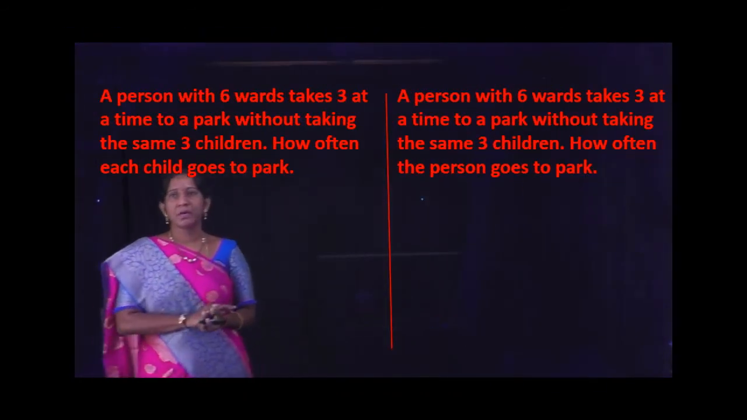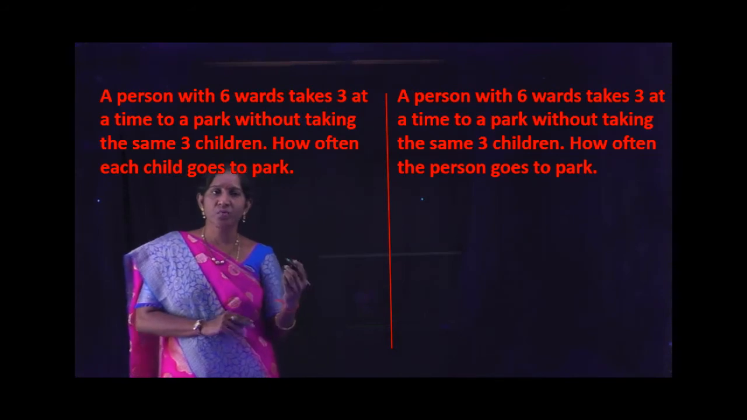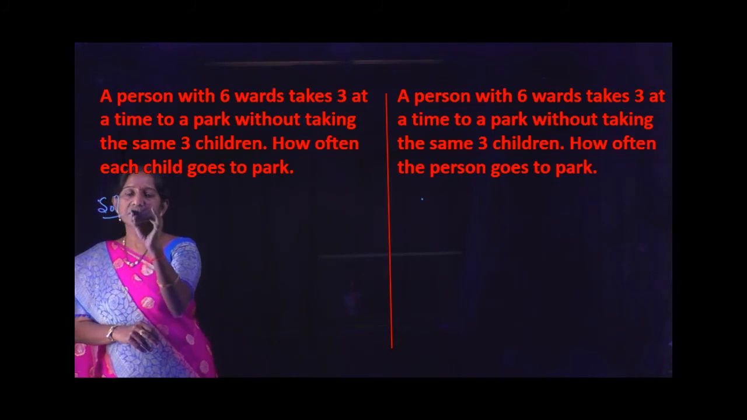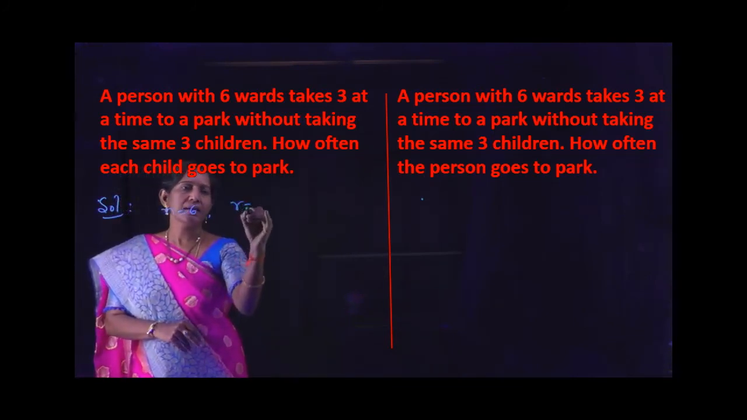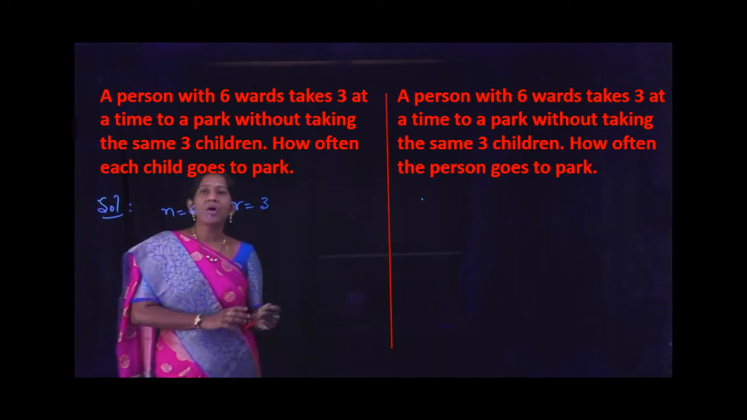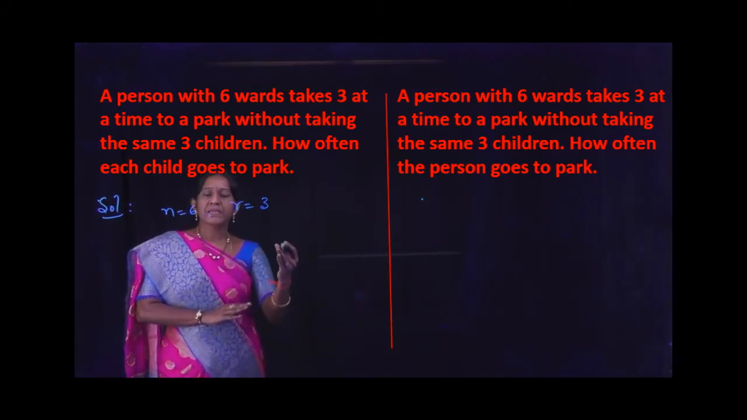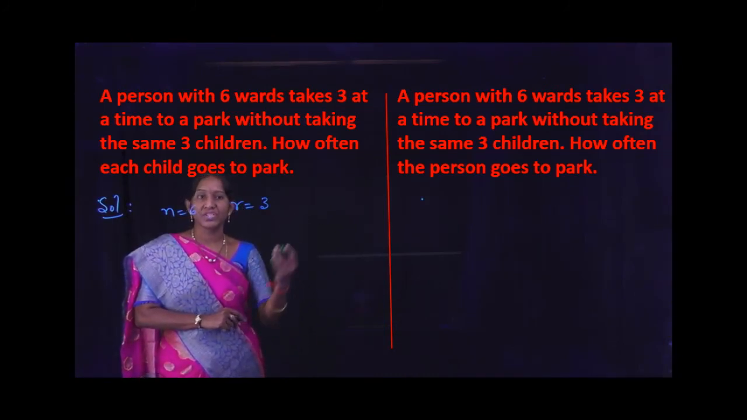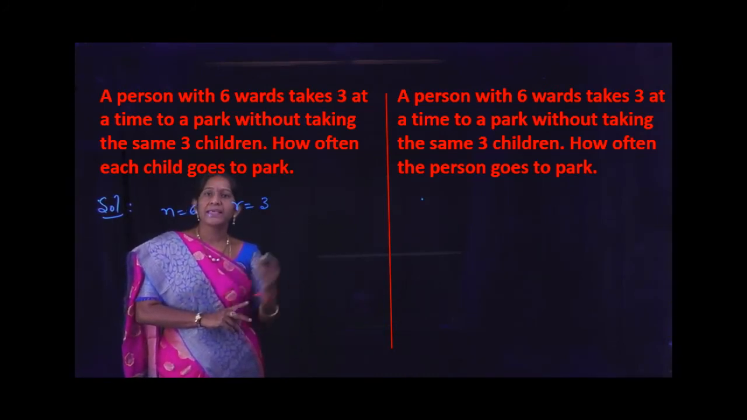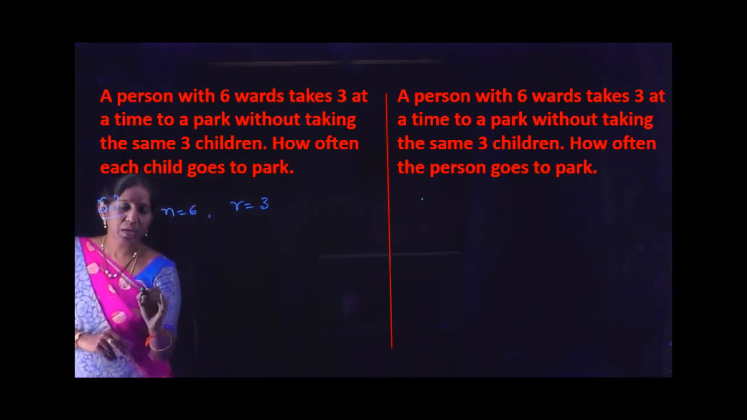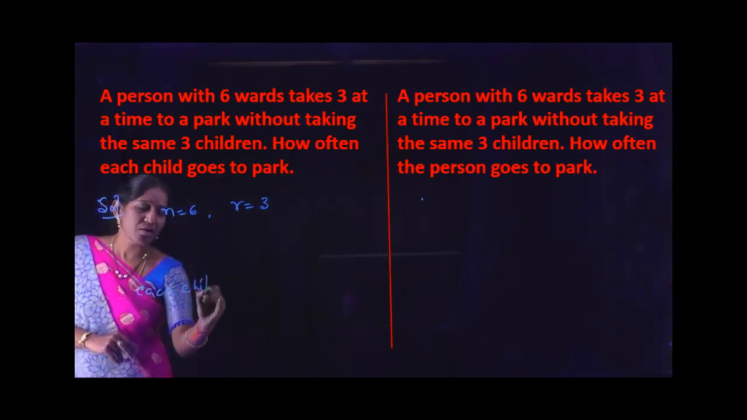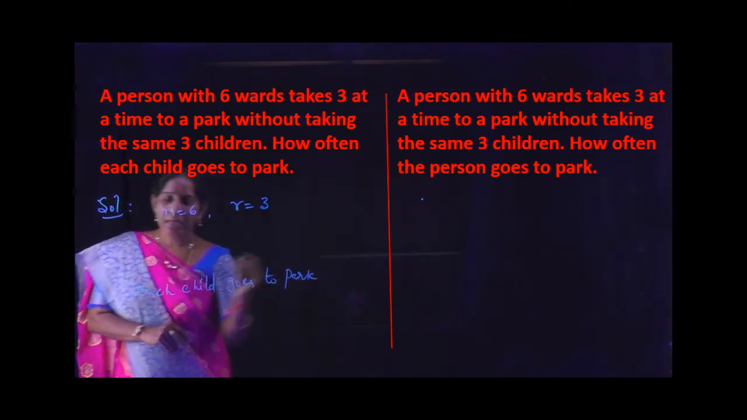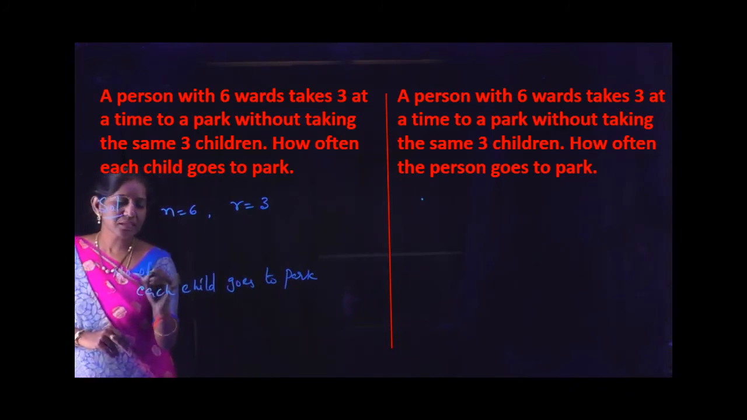See the next problem. A person with 6 wards takes 3 at a time to a park. So n equal to 6 is given and r equal to 3 is given. Without taking the same 3 children, how often does each child go to the park? So we have to find the number of ways each child goes to the park.